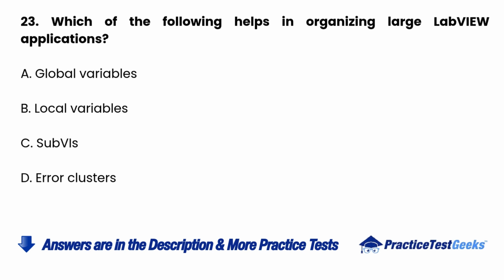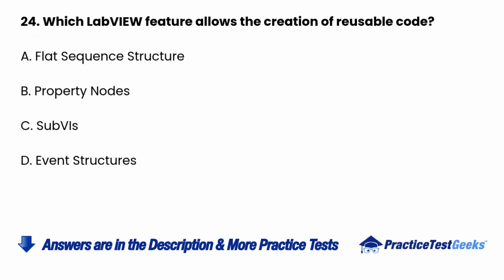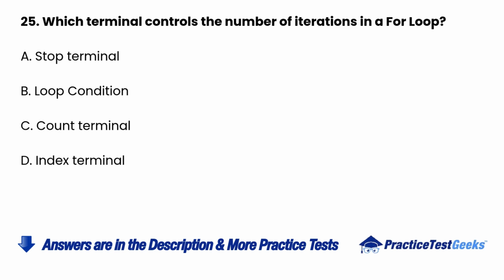23. Which of the following helps in organizing large LabVIEW applications? A. Global variables. B. Local variables. C. Sub-VIs. D. Error clusters. 24. Which LabVIEW feature allows the creation of reusable code? A. Flat sequence structure. B. Property nodes. C. Sub-VIs. D. Event structures.